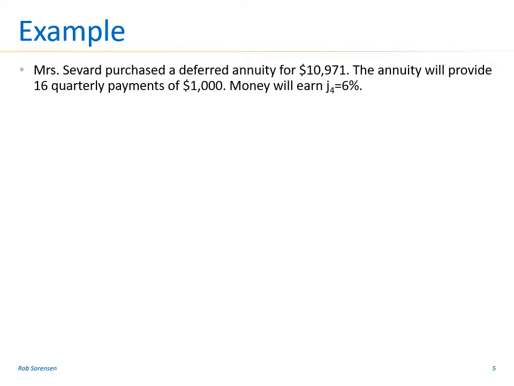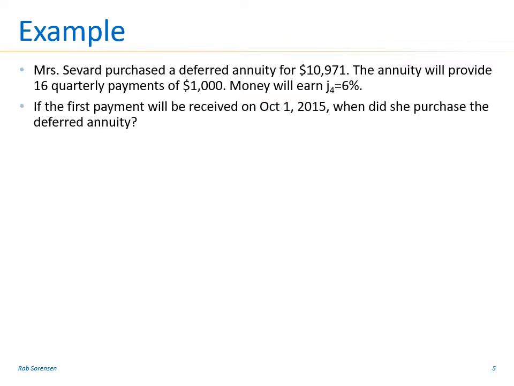Let's have a look at another example now. Mrs. Savard purchased a deferred annuity for $10,971. It's going to provide 16 quarterly payments of $1,000. Money can earn 6%. If the first payment is going to be received on October 1st, 2015, when did she buy it?